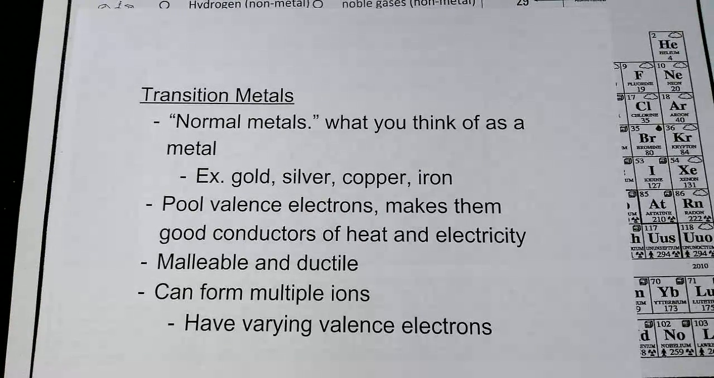They're malleable and ductile. All metals are malleable and ductile. Malleable means that we can pound them into a shape, and ductile means that we can stretch it into a wire. They can form multiple ions. They decide how many electrons they want to give up. And we'll talk more about how we figure out how many electrons they give up later when we cover bonding.